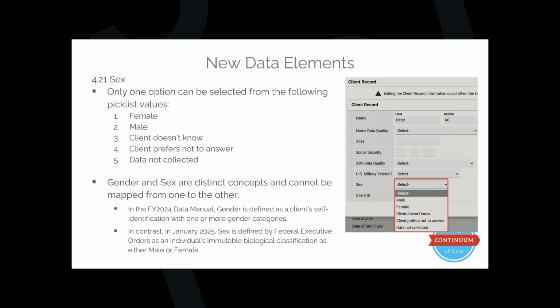So on October 1st, there's not going to be any mapping of the previous gender question over to the new sex question. You will have to go in and manually update that. But we do encourage that you review this with the client when completing it, and not do an internal mapping of previous values into this new field. Are there any questions about the new sex data element?